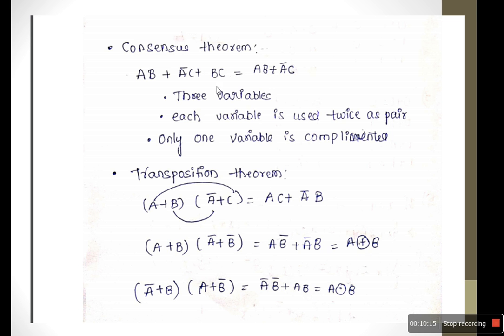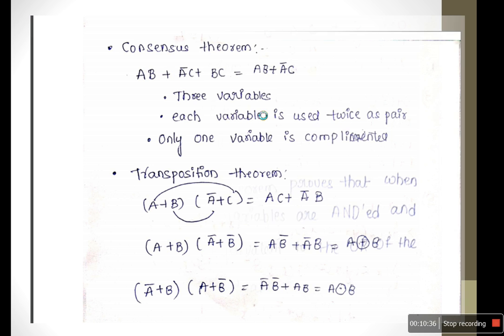So the consensus theorem states that it has three variables, each variable is used twice as a pair, and only one variable is complemented. The complemented variable appears in the output expression, and here A bar is complemented and the A term is in this pair, so that term also comes in the expression.